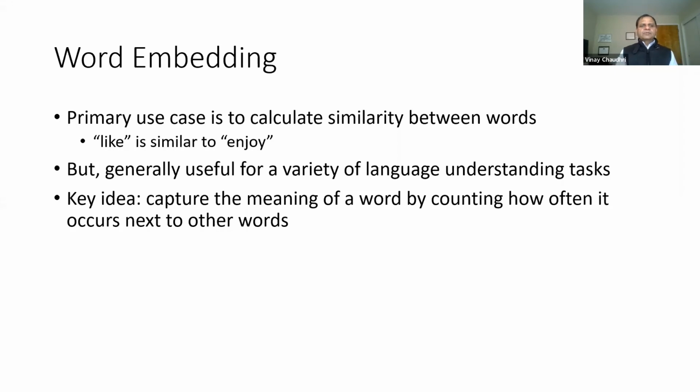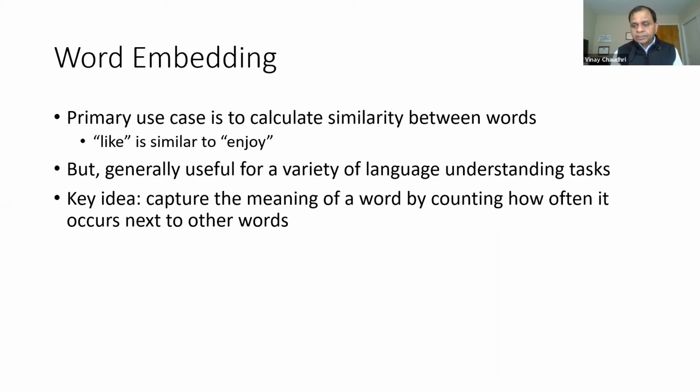Originally, the word embeddings were developed to provide a tool to calculate word similarity. So for example, if we want to see whether like is similar to enjoy, we want some method using which we can automatically calculate this. But over a period of time, it has been found that these word embeddings are generally useful for a variety of language understanding tasks. And the key idea behind word embeddings is to capture the meaning of a word by counting how often it occurs next to other words.